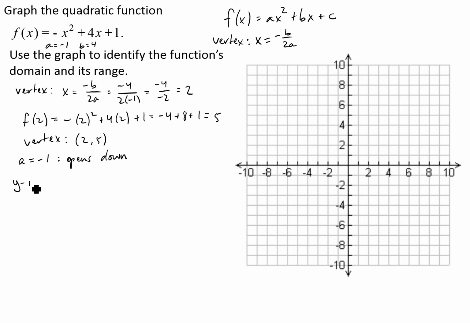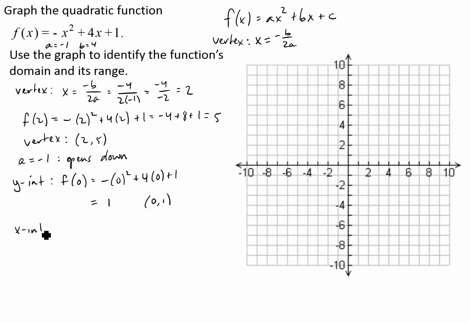Let's find some intercepts here. The y-intercept we find for any type of function by plugging in a 0 for x. That's usually a little easier to do in this form of the quadratic function. 0 squared is 0. 4 times 0 is 0. So 0 plus 0 is 0, plus 1 would be 1. So our y-intercept is the point (0, 1).